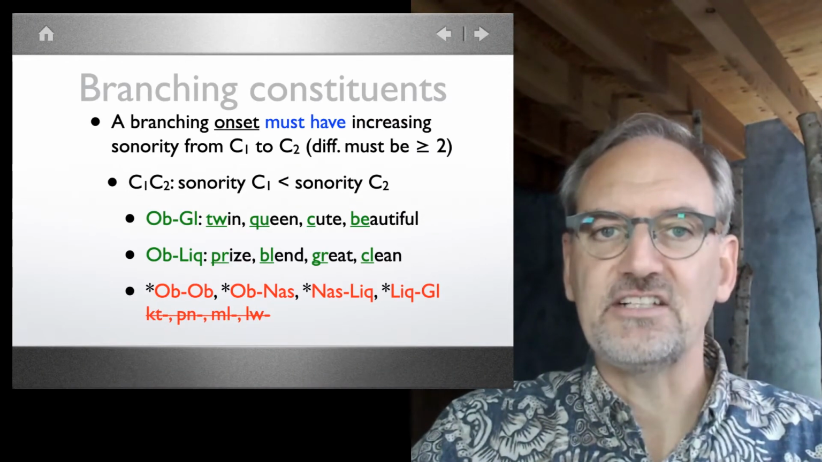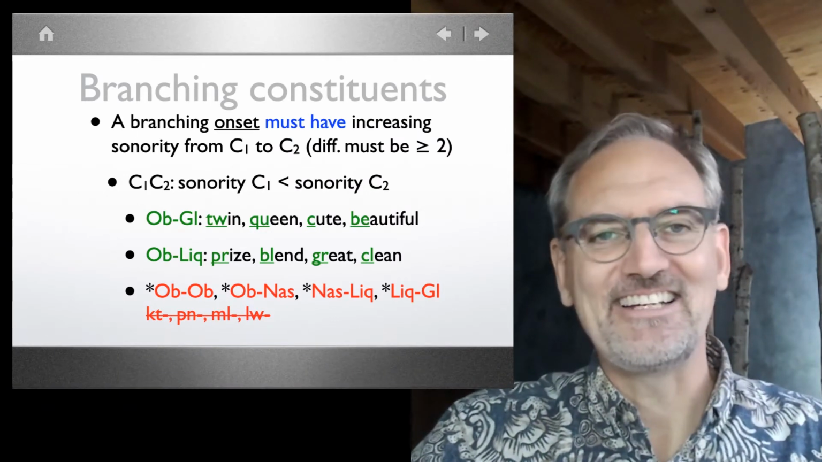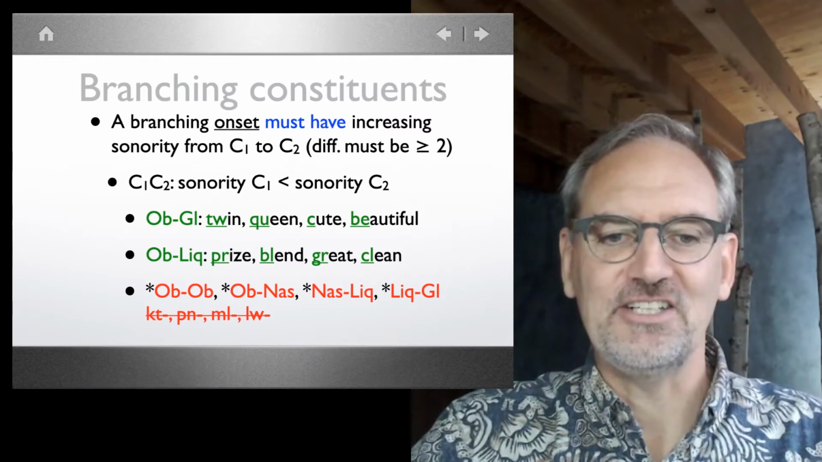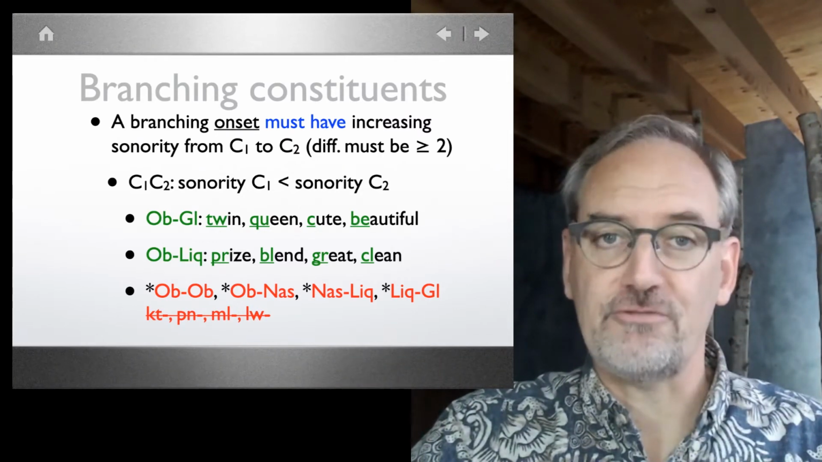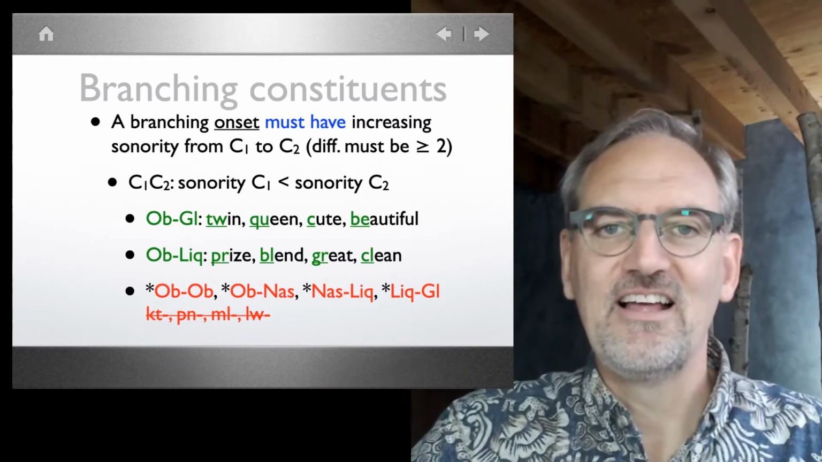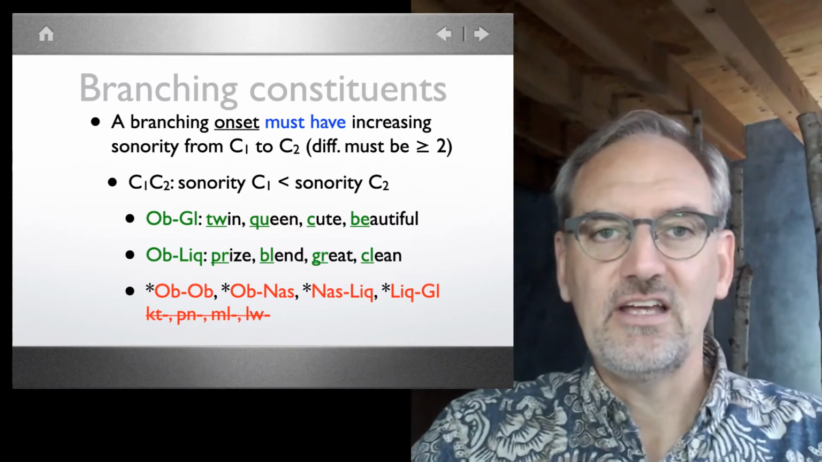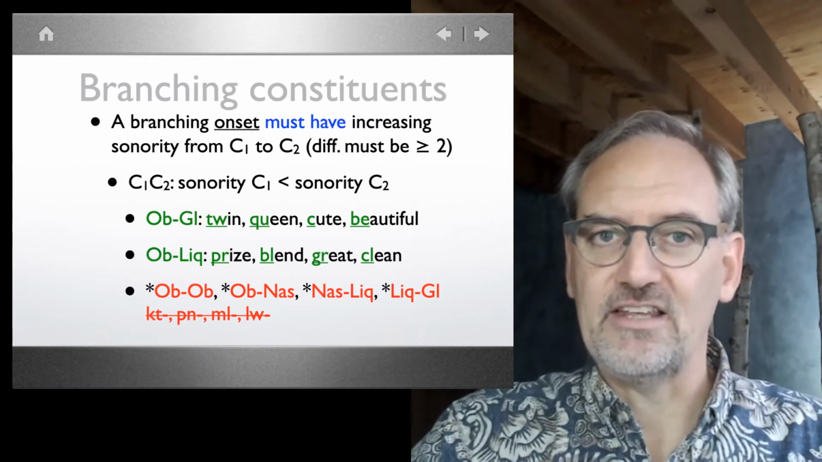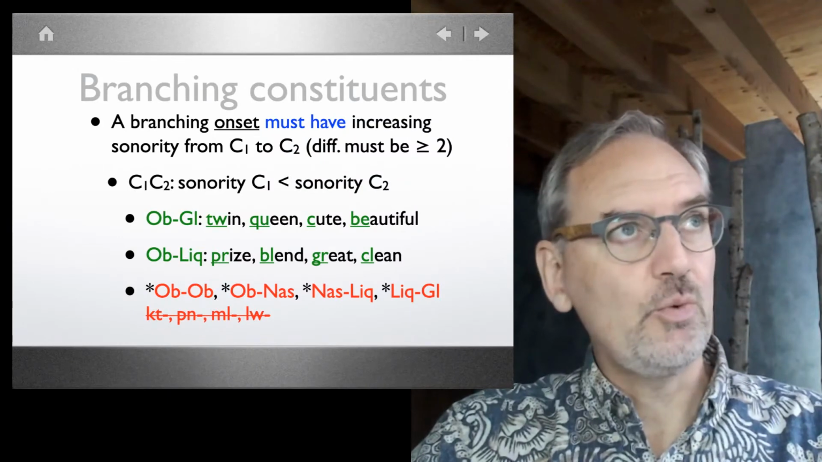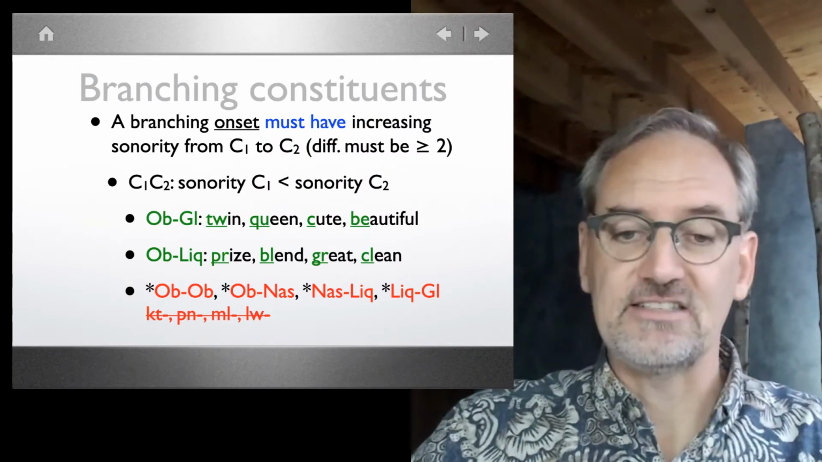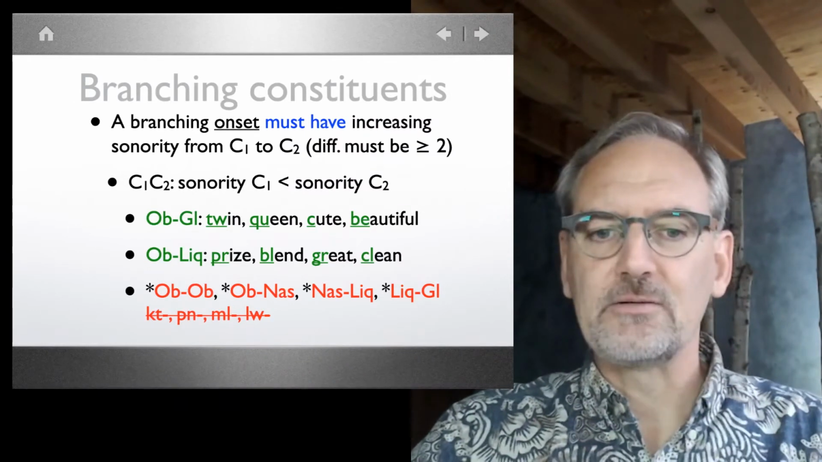So the KT example, obstruent obstruent, exists in Greek, but not in English. The PN, pn, exists in French as well as Greek. The ML, so nasal liquid, in Czech, they have a ml pronunciation. Loi, liquid glide. French has liquid glide. Right? The word for law is la loi.